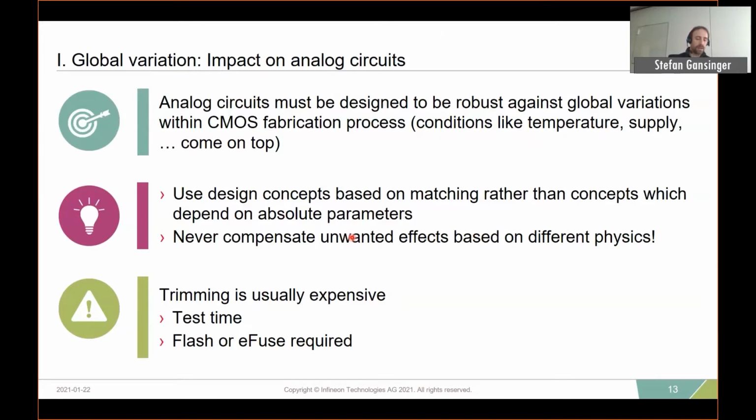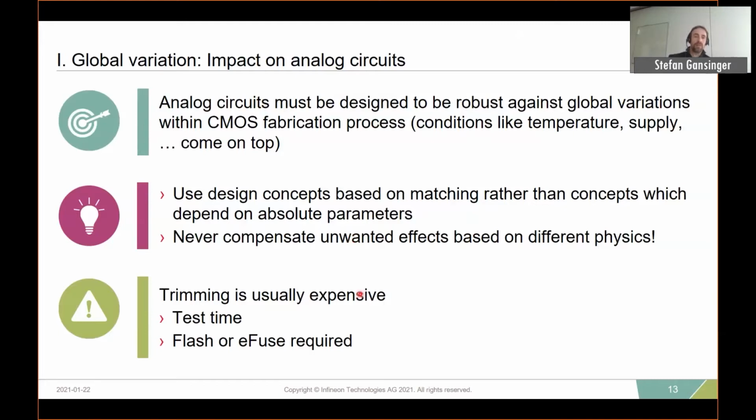One might have the idea to compensate this by connecting them together, but this will not work because the temperature coefficient of the poly has completely different physics than the one of diffusion, and they are completely uncorrelated. This means for one die, the compensation might work, but due to variations on the other die, it might get even worse. So we are never doing things like this.